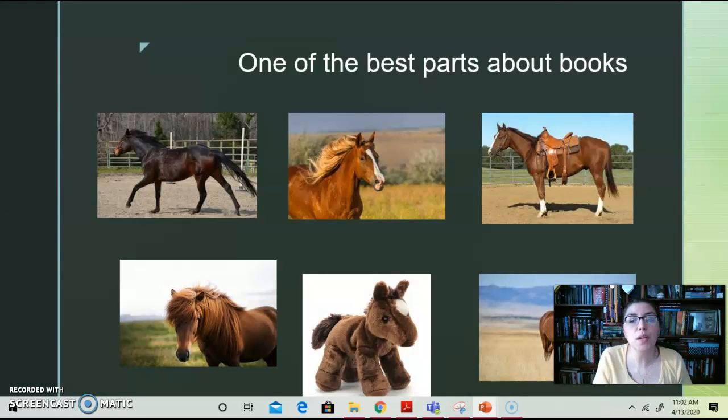All right, so one of the best parts about books, one thing that I really, really love about them is that your mental picture is going to be different from my mental picture. So if the author is describing a brown horse, my brown horse could look very different in my brain than your brown horse. And it kind of depends on what the author chooses to talk about, what details they want to include, and what they leave out.